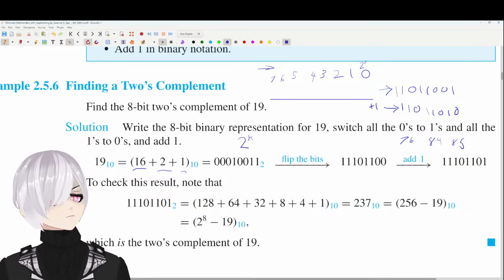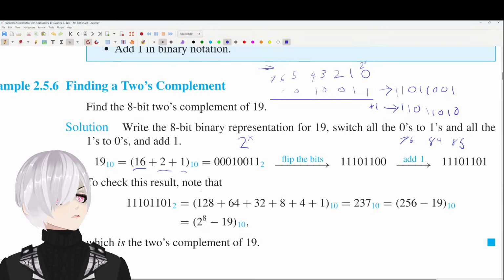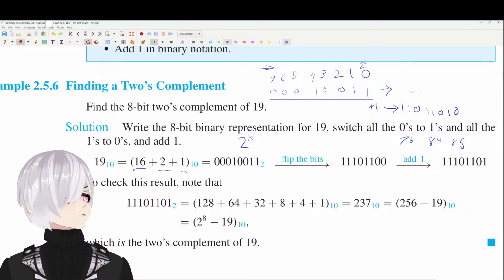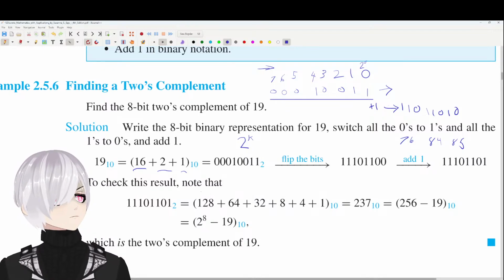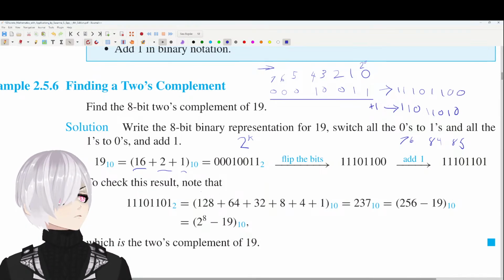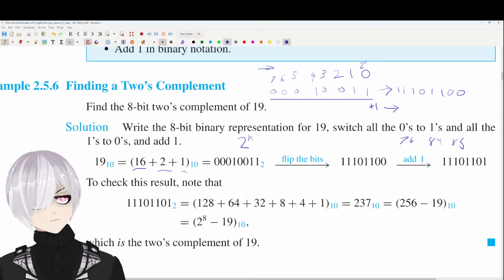I wanted to have that map too. But let's see, so you said... So we'll have a 1 in the 2 to the fourth place, and then a 1 in the 2 to the 1 place, and a 1 in the 2 to the zero place, and then zeros everywhere else. Yeah, and then we'll flip the bits, and then we add one.